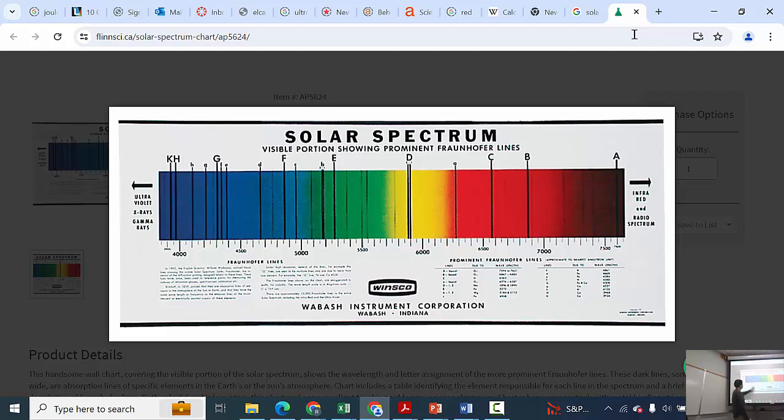And so these are little fingerprints. Based on the pattern of the lines, we can figure out what elements these are, because hydrogen has a certain fingerprint, helium has another fingerprint, so you'll find helium here as well, and others.